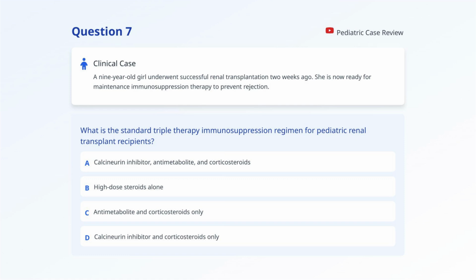A 9-year-old girl underwent successful renal transplantation 2 weeks ago. She is now ready for maintenance immunosuppression therapy to prevent rejection. What is the standard triple therapy immunosuppression regimen for pediatric renal transplant recipients? Option A, calcineurin inhibitor, antimetabolite, and corticosteroids. Option B, high-dose steroids alone. Option C, antimetabolite and corticosteroids only. Option D, calcineurin inhibitor and corticosteroids only.